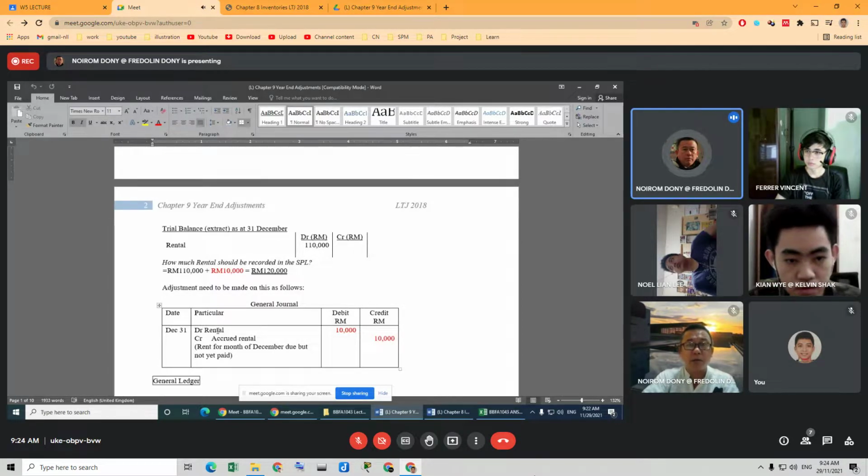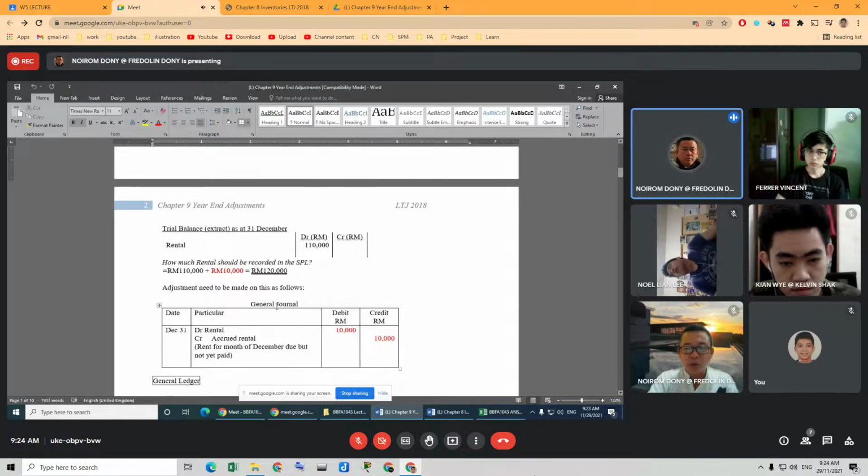So the credit account would be, we create accrued rental. Because the term is accrued rental. Accrued rental is referring to rental that is being consumed by the business but has not been paid yet. Okay, so that is the suitable term. So we credit accrued rental.